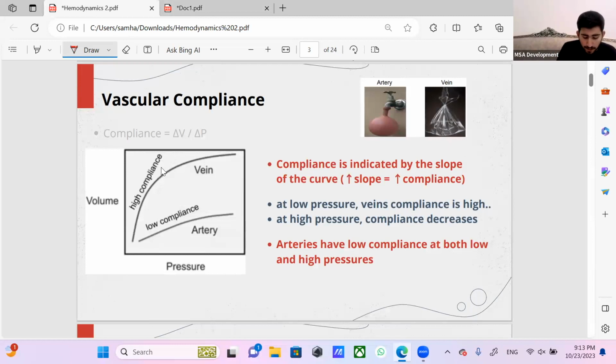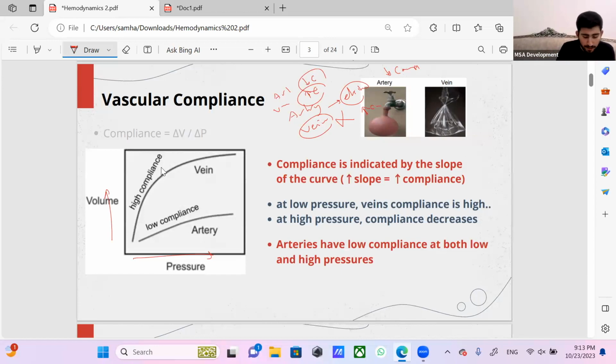So this is the graph. We have pressure and volume. And as you see, we have arteries and veins. Arteries have elastin. And what do we say about elastin? That it causes recoil. And since it causes recoil, this means one thing: that it will have low compliance. But veins don't have elastin, and so they will have high compliance. So this is something you must memorize. Arteries have low compliance. Veins have high compliance, okay?